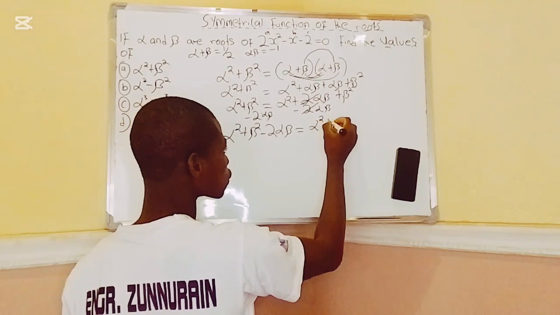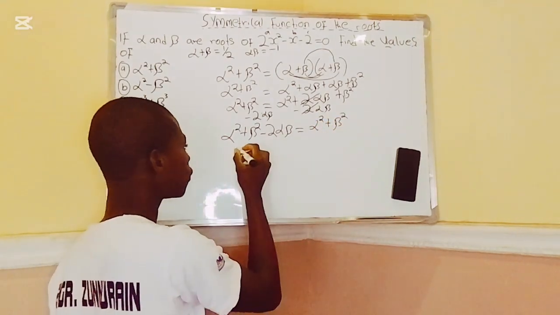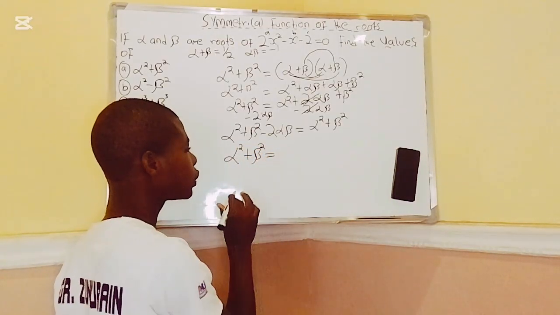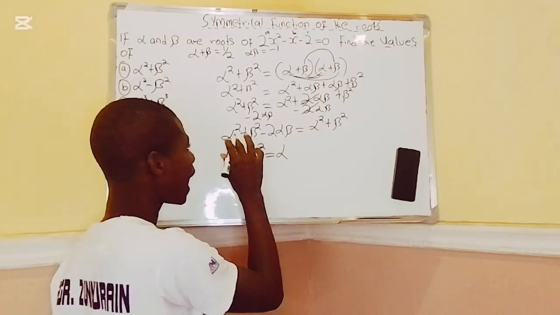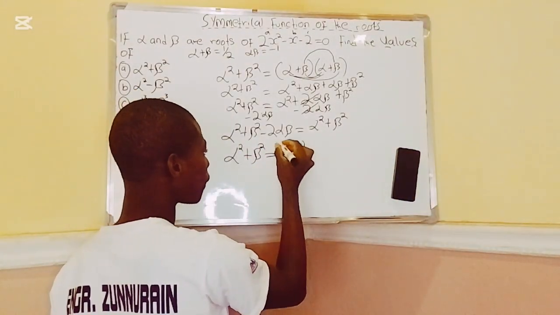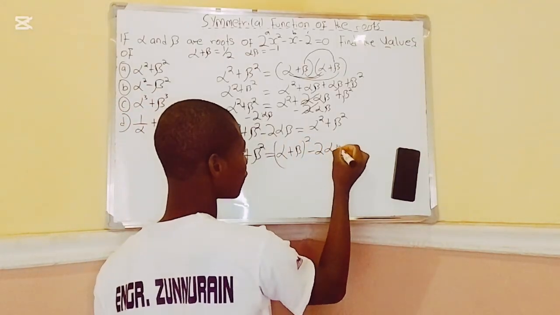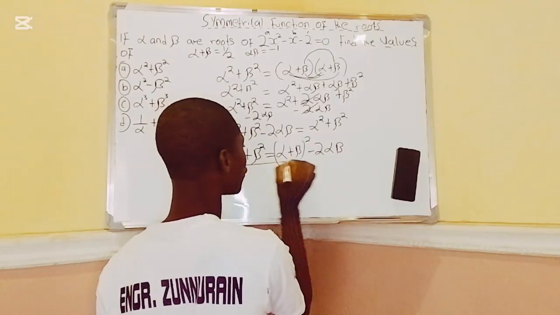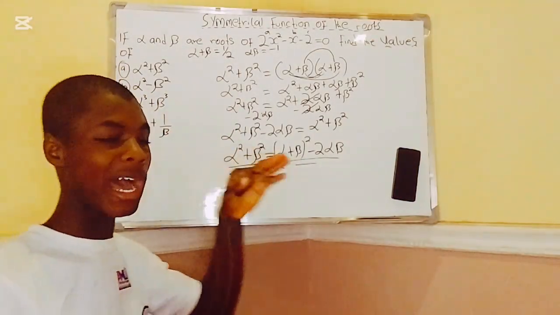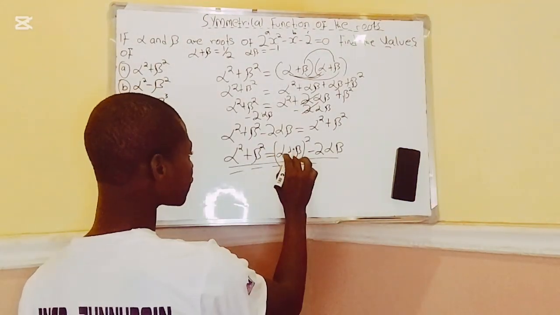So therefore, alpha squared plus beta squared. So therefore, I'm looking for alpha squared plus beta squared. It will be equal to alpha plus beta whole square minus 2 alpha beta. So therefore, you can write it down. This is a formula that you can use to find alpha squared plus beta squared. So therefore, let us simplify it.